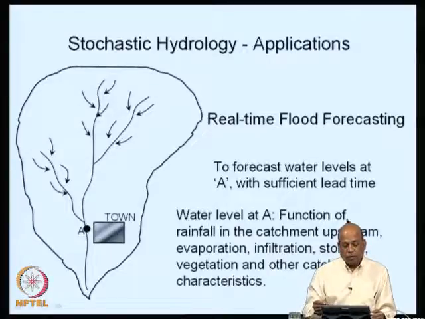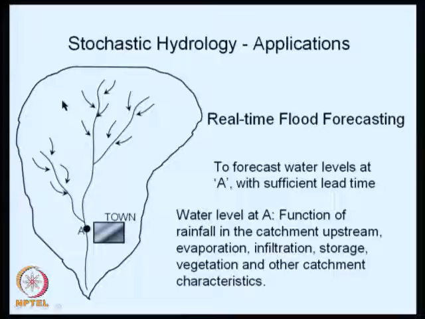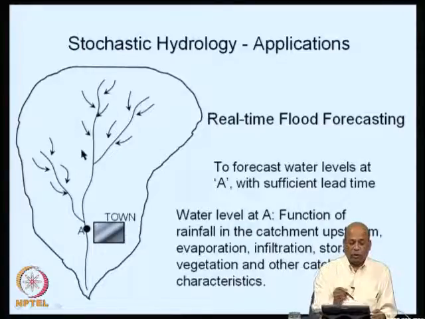Now, as you can see, the water level at this particular point is a function of several catchment characteristics. For example, what kind of vegetation you have, what kind of rainfall intensity is happening at these locations, what is the drainage pattern that you have, and the infiltration, the depression and retention storage that you may have in the catchment and so on.